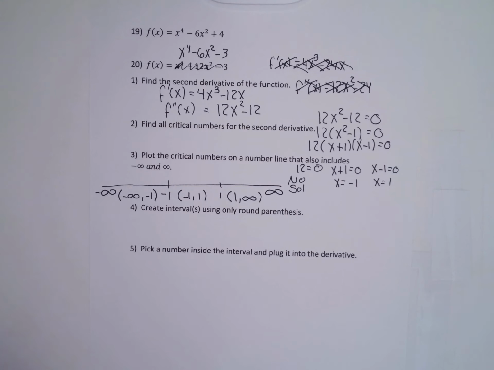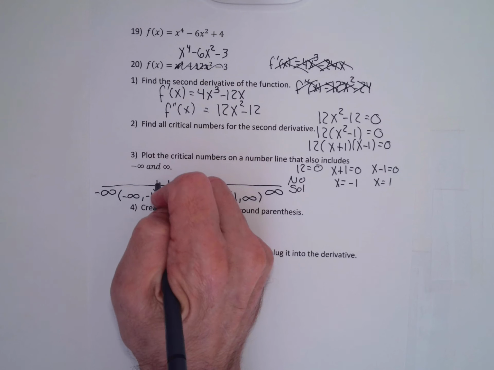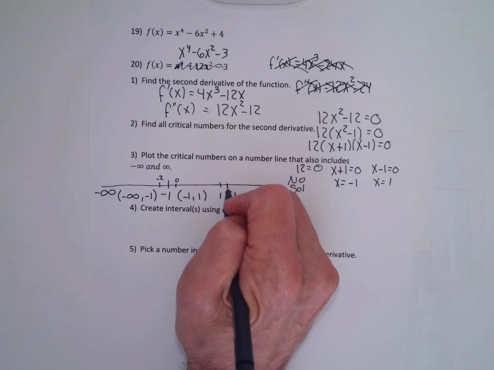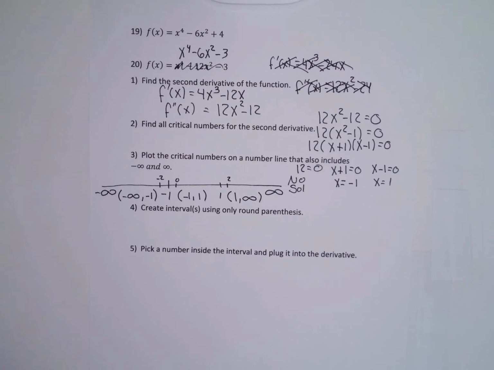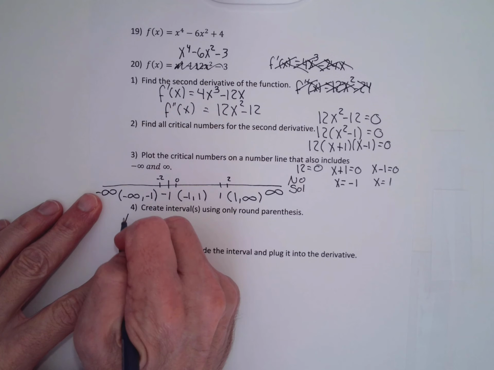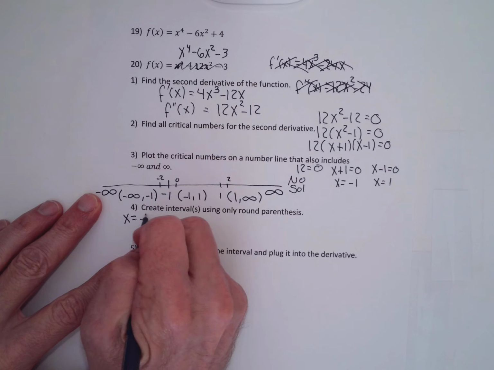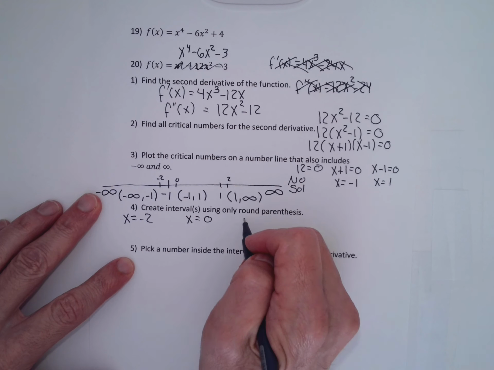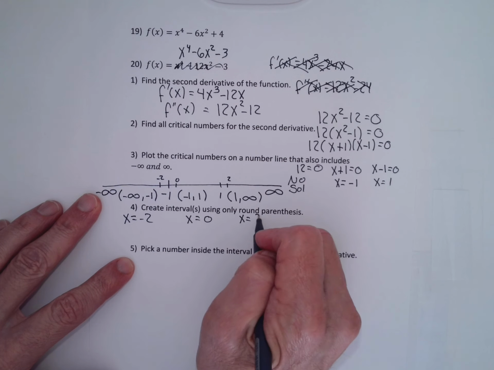And now I'm picking numbers. In my first interval, I'm going to pick negative 2. My second interval, I'm going to pick 0. My third interval, I'm going to pick 2. Always pick 0 unless it's a fraction, and pick numbers right close to the edges. So first interval, x equal to negative 2. Middle interval, x equal to 0. Third interval, x equal to 2.